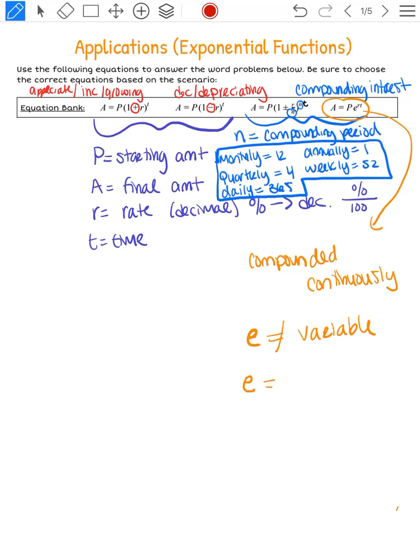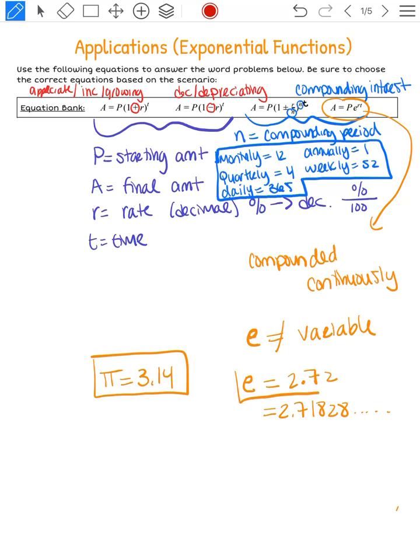E represents a value, so we're not replacing E with something in the problem. E is a special number similar to pi. And like we have pi, which is equal to 3.14, and you learn about that in geometry. E is equal to 2.72 approximately. And if you have a calculator, just make sure you can locate your E button. If not, it's on your phone as well. But if you hit E in your calculator, you'll get that it is equal to 2.71828, and it's one of those irrational numbers that goes on forever. So we usually approximate it at about 2.72.